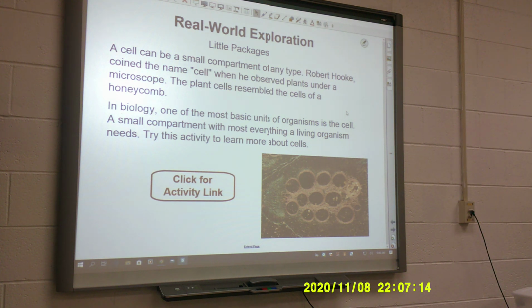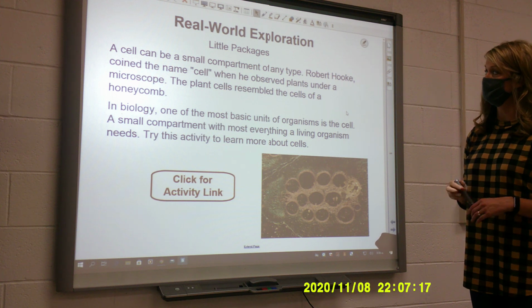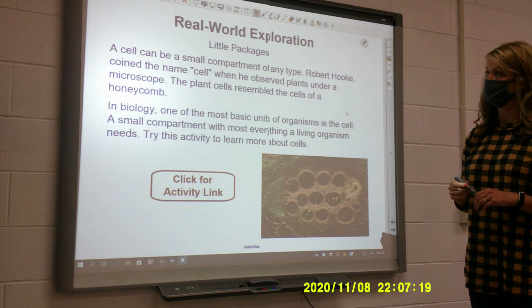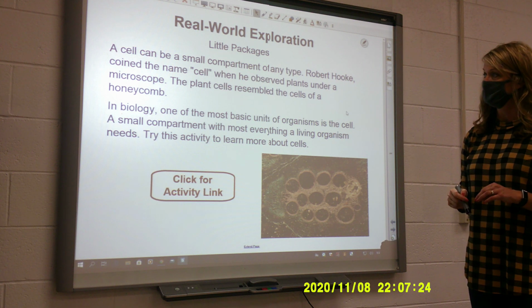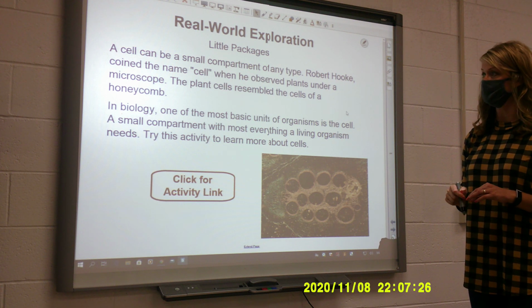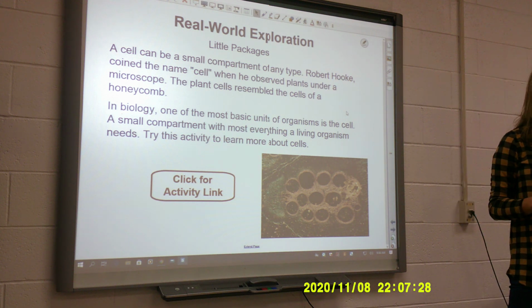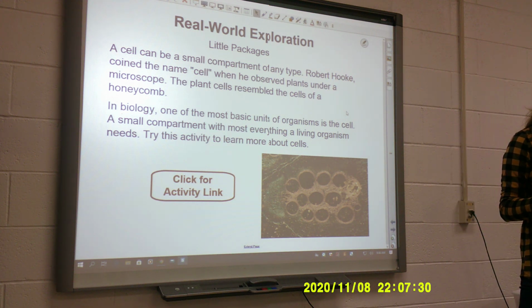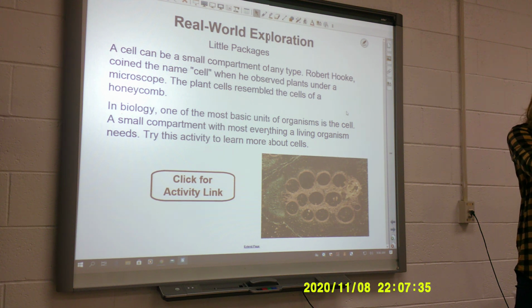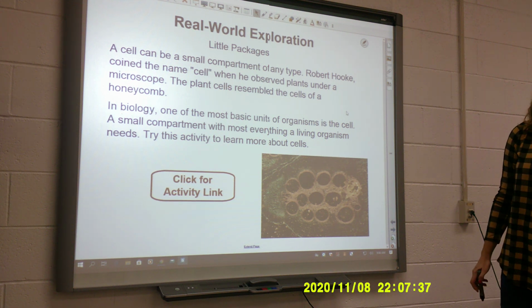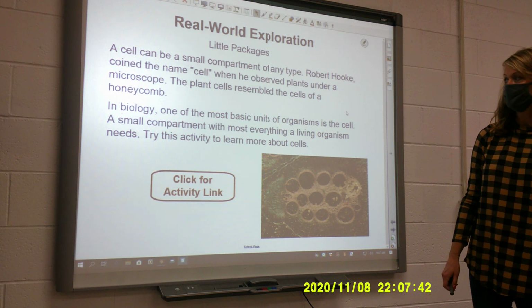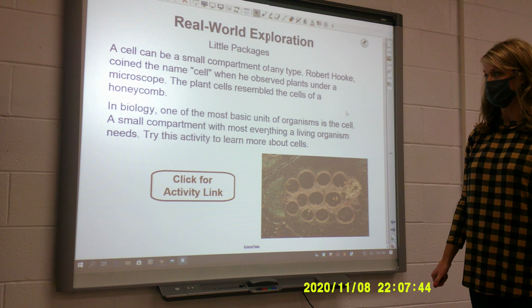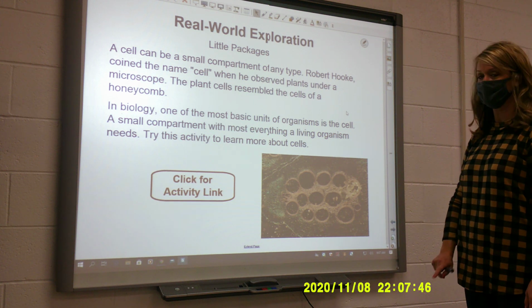A cell can be a small compartment of any type. Robert Hooke coined the name cell when he observed plants under a microscope. The plant cells resembled the cells of a honeycomb, or they thought it looked like the little places where monks stay in monasteries, like little rooms all stuck together. In biology, one of the most basic units of organisms is a cell, a small compartment with most everything a living organism needs. Okay, we're not going to do the activity, so we're done today.